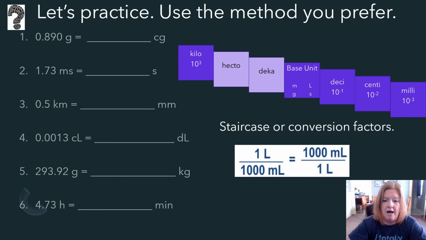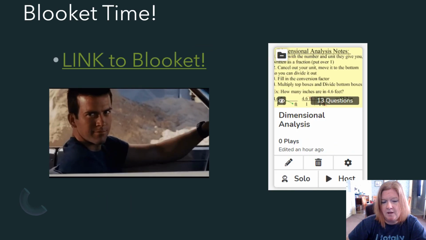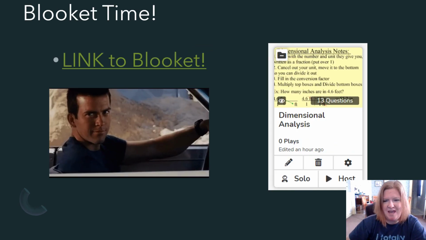Okay, and then here is some practice. You can try to do these calculations on your own. And in class, we'd be doing a blue kit.